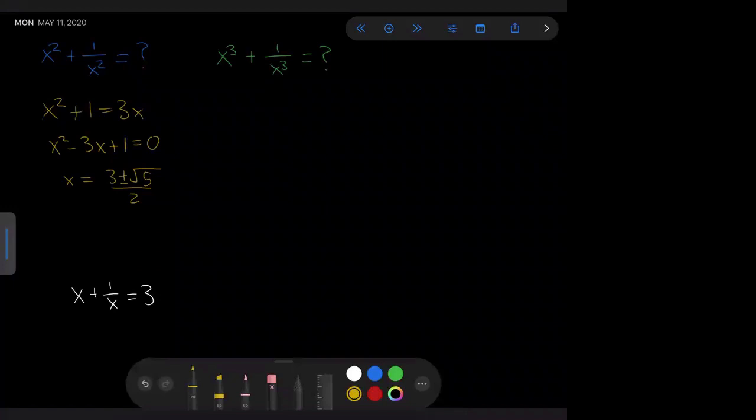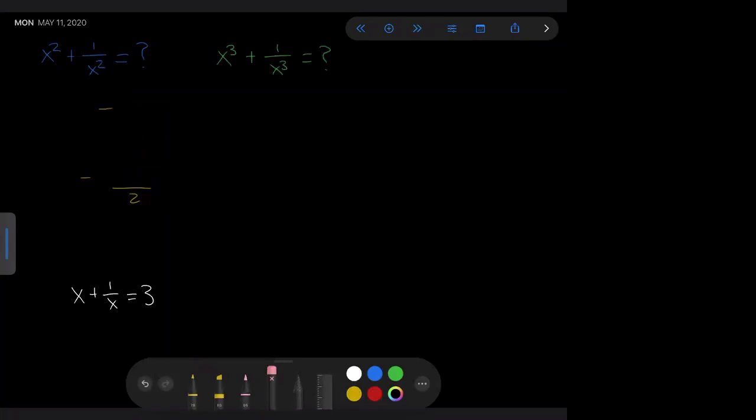Look at what we want to solve. At some point, we have to get x cubed plus 1 over x cubed, right? This is nasty. There is no way that you can solve it by just finding x and then plugging it in. It's not going to happen. So there's got to be a better way, right? Well, there is a better way.